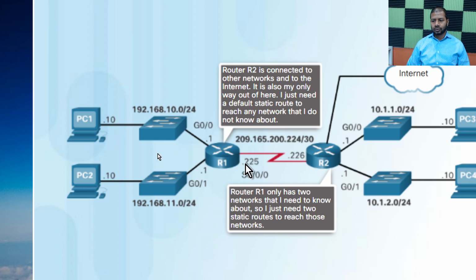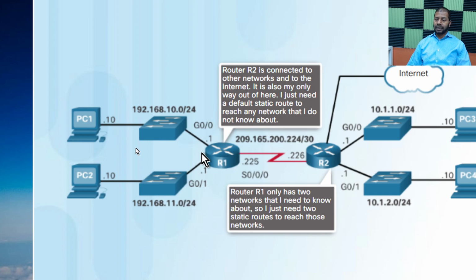225 is the R1, 226 is the R2. So the next hop address will be, in this case, 209.165.200.226. So this router is going to be looking for that address, which is the R2. So for this remote network, R1 is going to send data to R2, or this address. Okay. So R1 can learn this route.